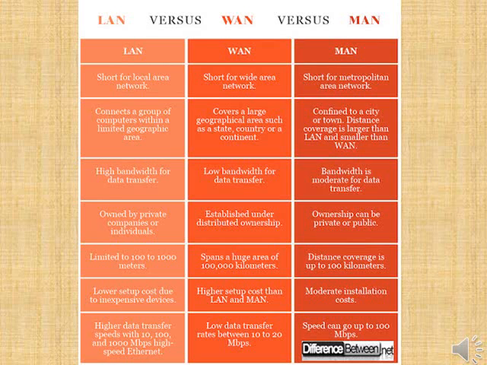At last we wrap up this video by differentiating them on the basis of their speed. As discussed, bandwidth is directly proportional to data transfer rate. LAN speed is up to 1000 megabytes per second. MAN speed is up to 100 megabytes per second. While WAN speed is limited to 10 to 20 megabytes per second.